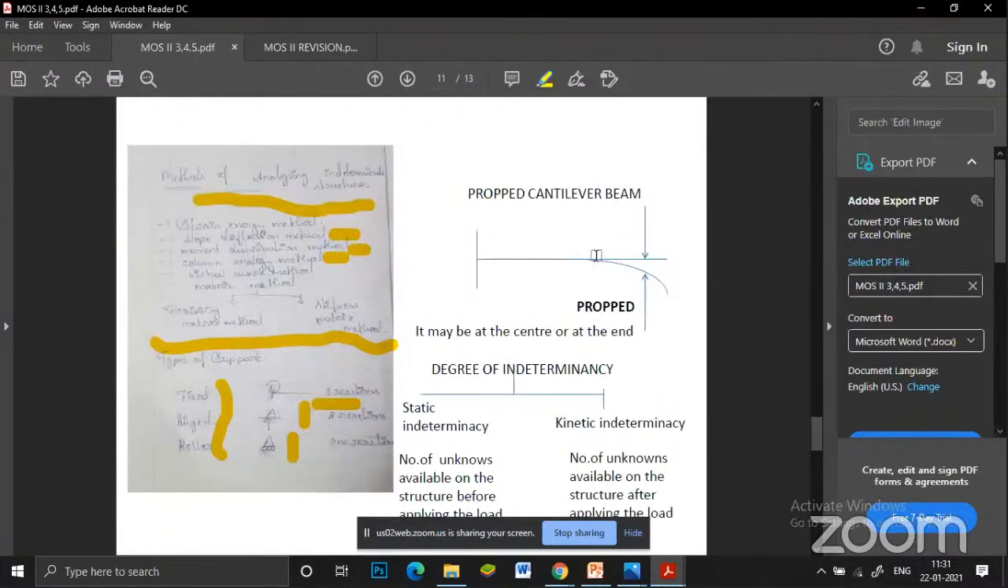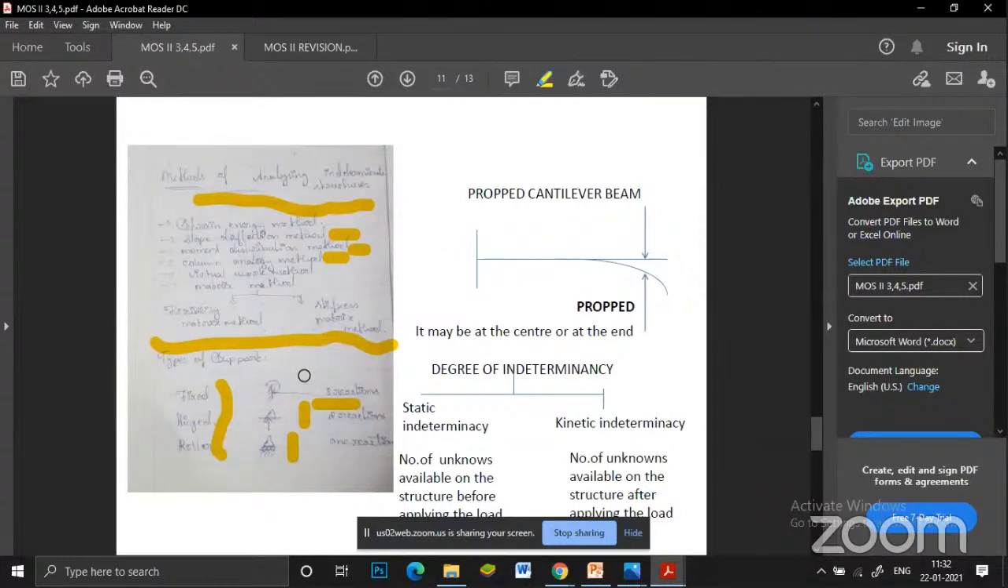Then we have learned the new term propped cantilever beam. What is a propped cantilever beam? I have told you, the propped support is not only at the end. It may also be given at the center. So you must be clear about that. Then methods of analyzing indeterminate structures. You should know some methods, so have a look at this.